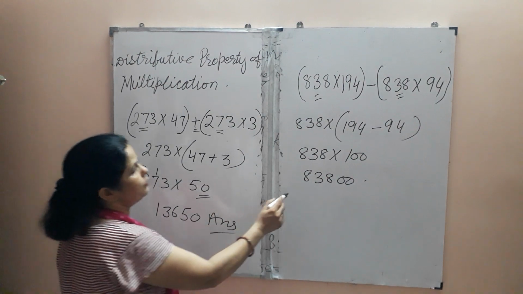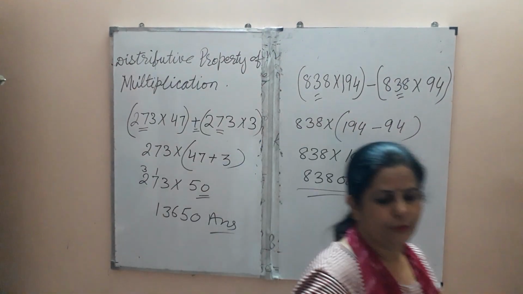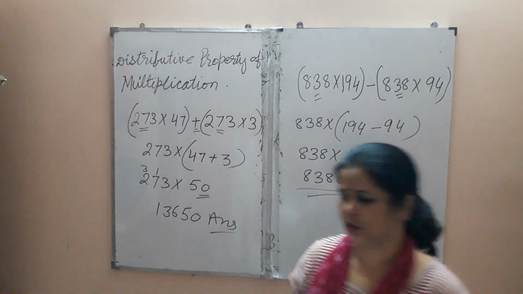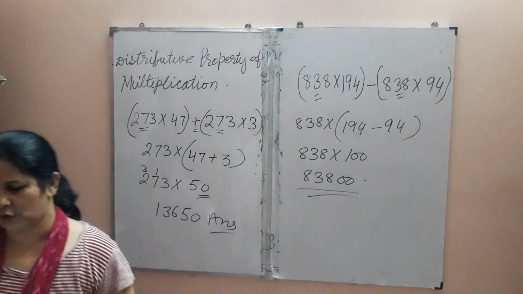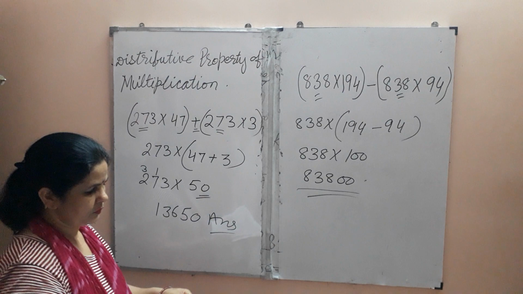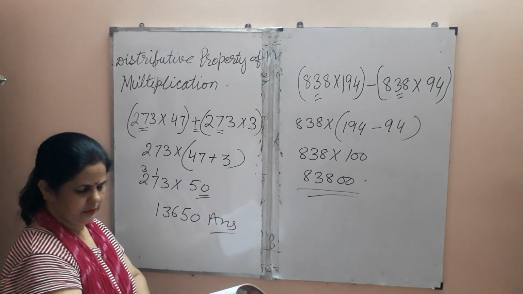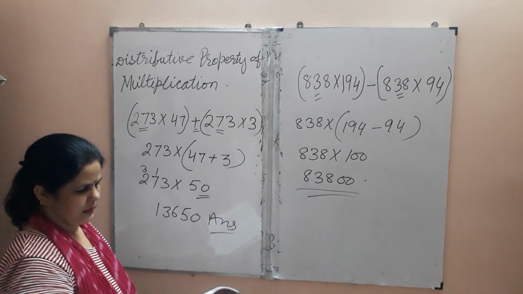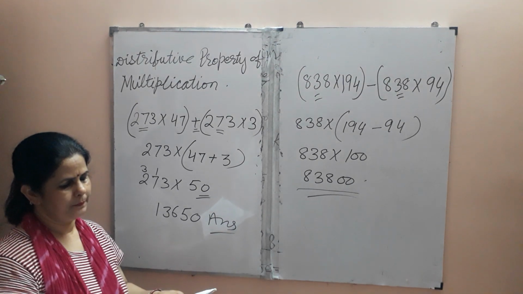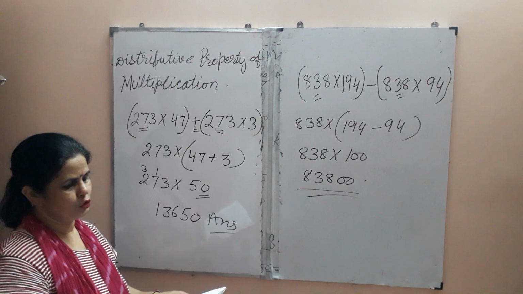So I hope you have understood all the 4 types of sums of distributive property. That's all for this. Now we will solve exercise number 2.2.